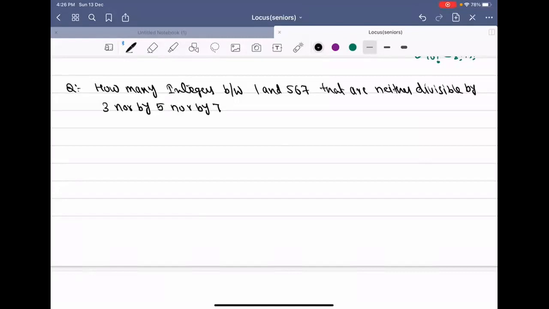Define the events. Define event P as the numbers divisible by 3, Q as divisible by 5, and R as divisible by 7. Our requirement is neither: P prime intersection Q prime intersection R prime is the question.